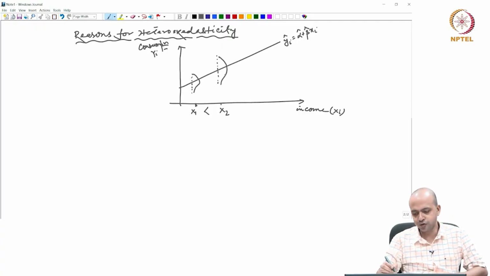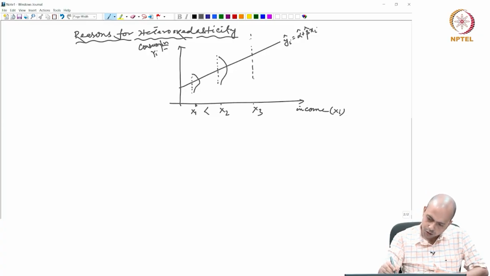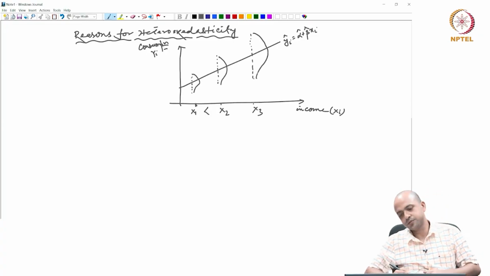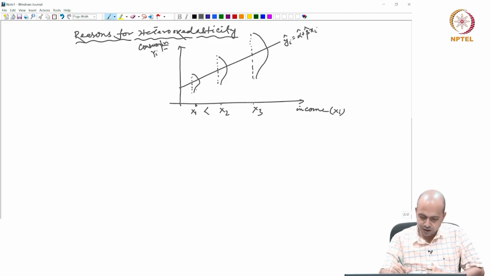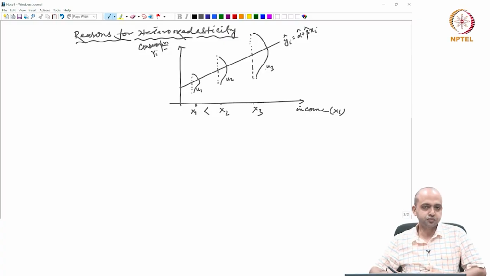Okay, error variance looks like this. Then again for x3 level of income, your error variance looks like this, right. That means what is happening? Let us say this is u1, this is u2 and this is u3, spread of u1, u2 and u3.